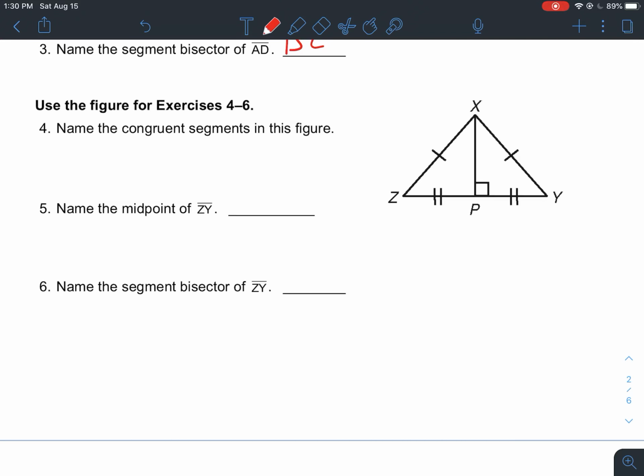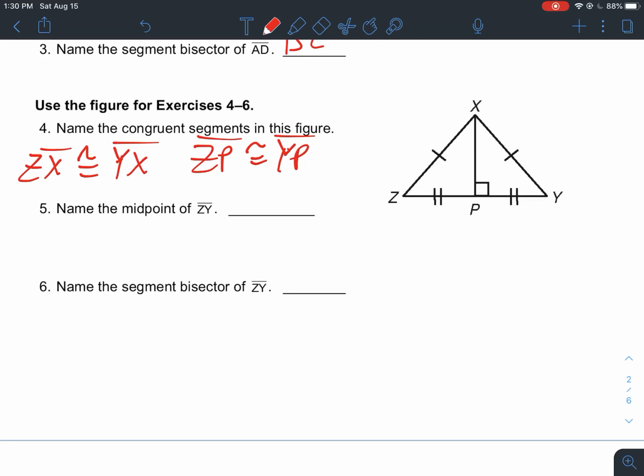Okay, number 4, we have 2 different answers here. You can see ZX, this is how I make my Z's, by the way, I put a little line through it, is congruent to YX. And you also have the double tick mark, so ZP is congruent to YP. And some of you out there might be thinking, well, I wrote PY. Yeah, that's fine. If you wrote ZP and PY are congruent, that's fine. Remember, for segments, you can mix up the letters. The only thing you cannot mix up the letters on is rays.